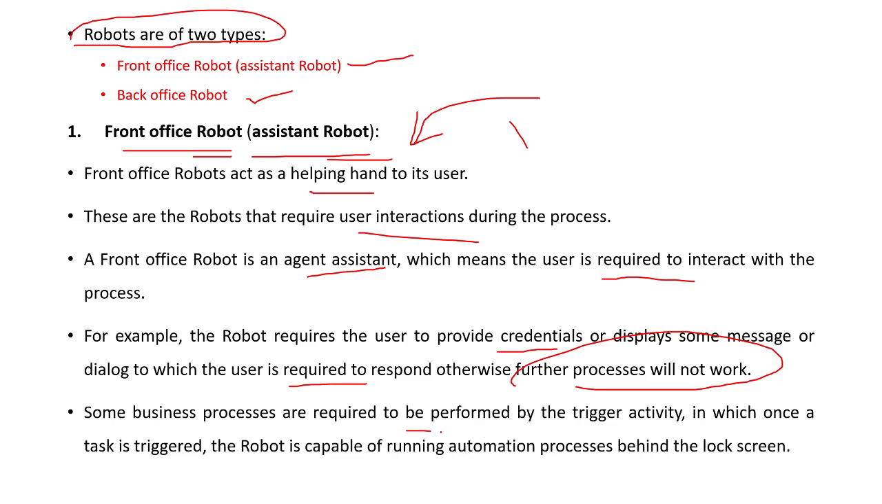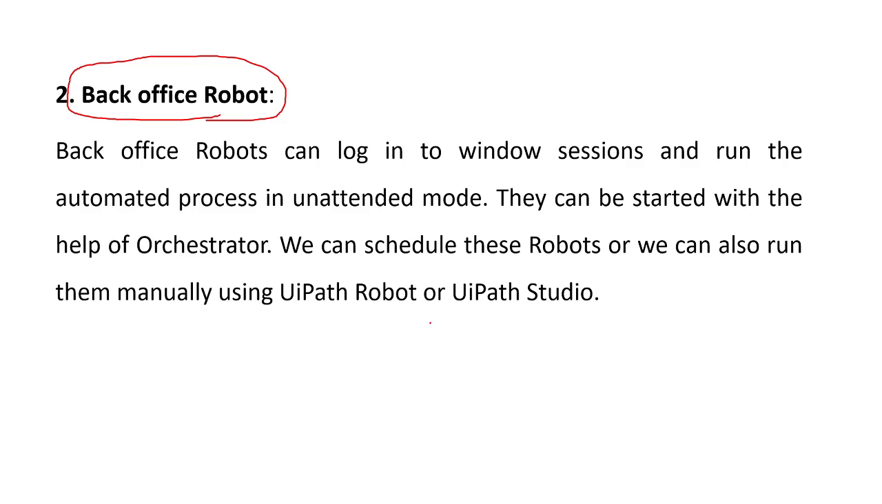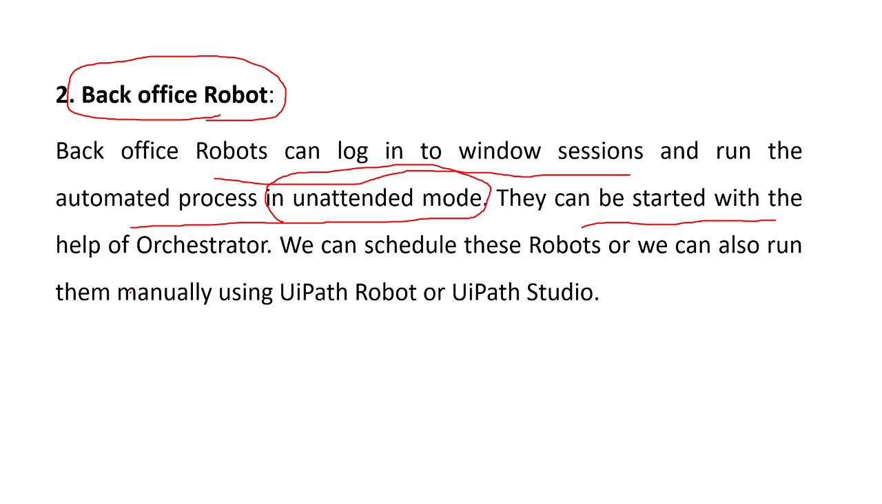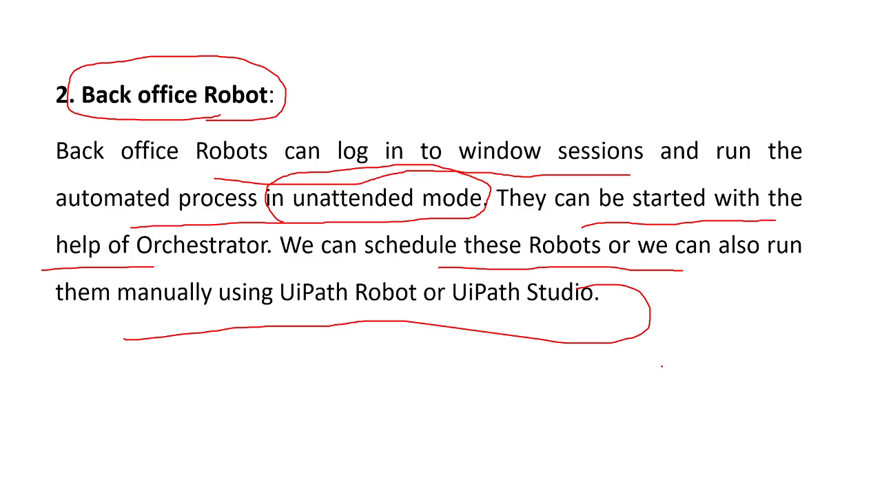And some business processes are required to be performed by the trigger activity, in which once a task is triggered, the robot is capable of running the automation process behind the lock screen. So the scenario which requires user input to do the task, then you can go ahead with an assistant robot. Otherwise, you can go ahead with a back office robot. Back office robots can log into a Windows session and run the automated process in unattended mode. I mean, without user intervention, it can automate the task. That's what the meaning is. They can be started with the help of the orchestrator. Yeah, either you can start it or you give the responsibility to the server. The server will start that. We can schedule these robots or we can also run them manually using UiPath Robot or UiPath Studio. That's what I said. Clear?